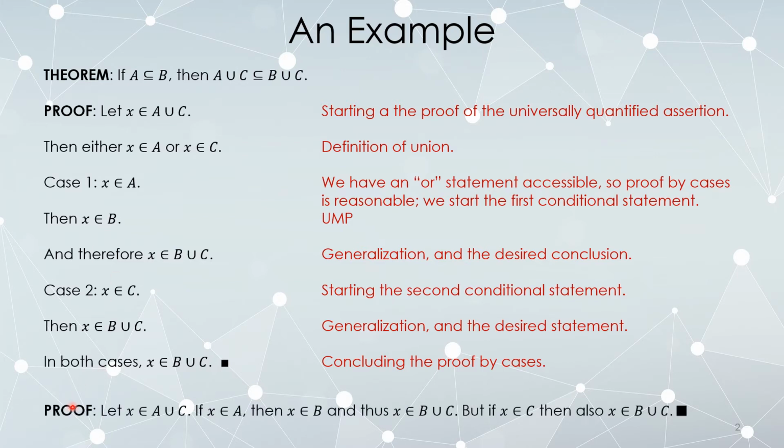Here's how you would typically see it written in a book. Let X be an element of A union C. If X is in A, then X is in B and therefore in the union of B and C. But if X is in C, then similarly X is in B union C. The formal invocation of a proof by cases by this phrasing in both cases is not always given.